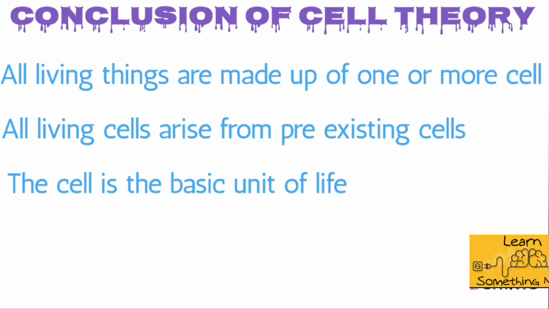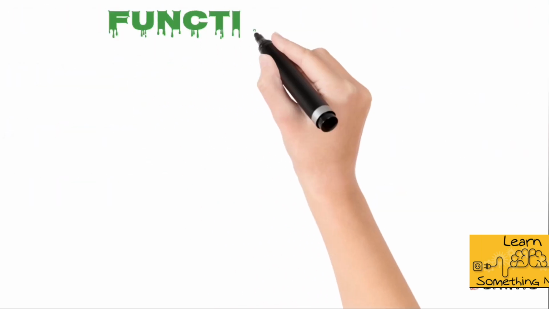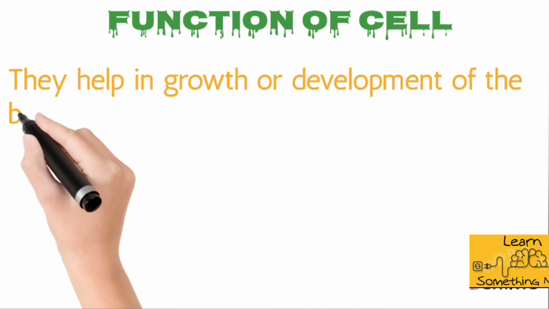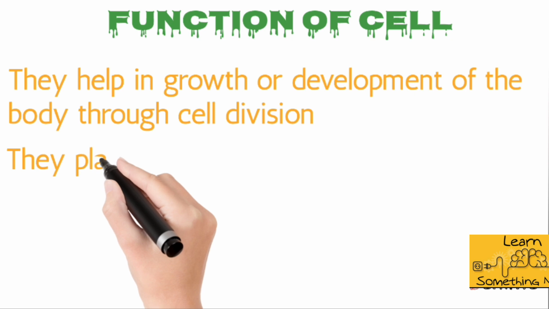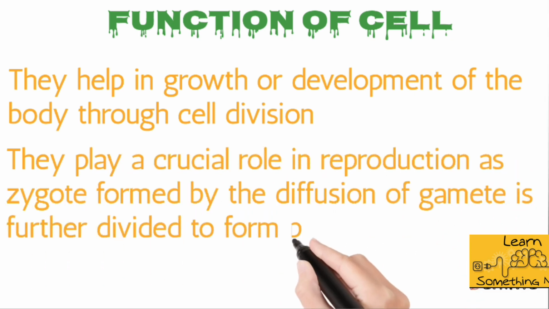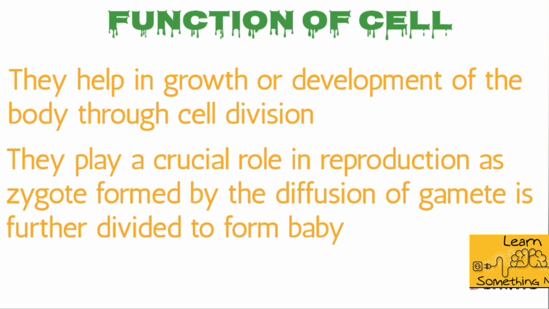Let's try to figure out the importance of the cell by discussing its function. Do you remember that I termed the cell as a building block? So the function that I'm going to discuss is correlated with this term. Cells play a crucial role in reproduction, as the zygote that is formed by the fusion of gametes is further divided to form a baby, and it is only possible due to cell division. Along with this, they also help in the growth and development of the body. And we grow because the cells divide themselves.